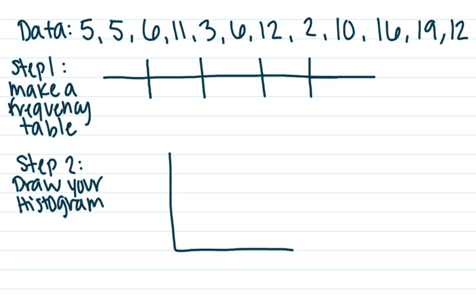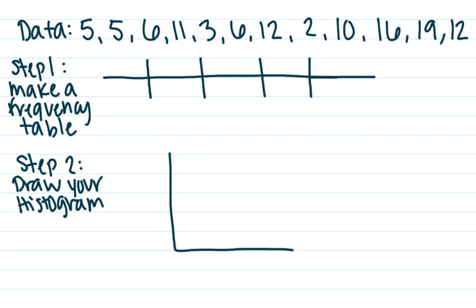They do have to be equal intervals, so I can't have one represent numbers 0 through 5, and then my next interval is numbers 6 through 20. No, there has to be an equal amount of numbers in each interval. If my first interval is 0 to 5, then my next interval needs to be 6 to 11. 0 to 5 represents 5 numbers, and 6 to 11 represents 5 numbers. So they have to be equal intervals.